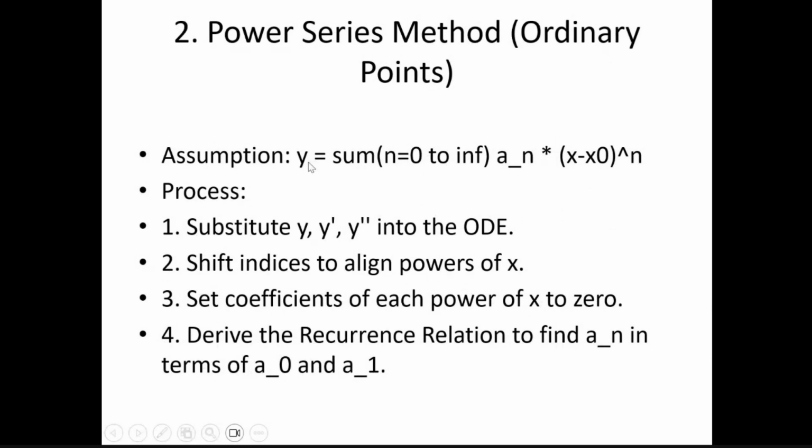Power series. So if y is the summation of n equals 0 to infinity of a_n (x minus x0) to the power n, we substitute y' and y'' obtained from this into the ODE, shift indices to align powers of x, set the coefficients of each power of x to 0, and derive the recurrence relation to find a_n in terms of a0 and a1.